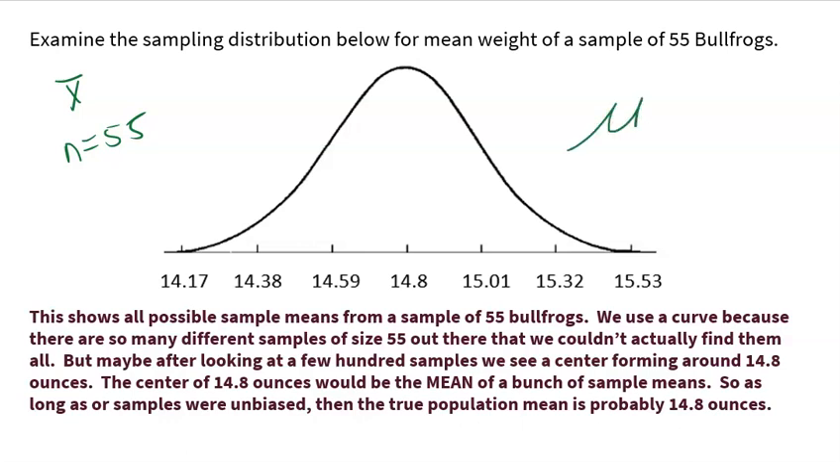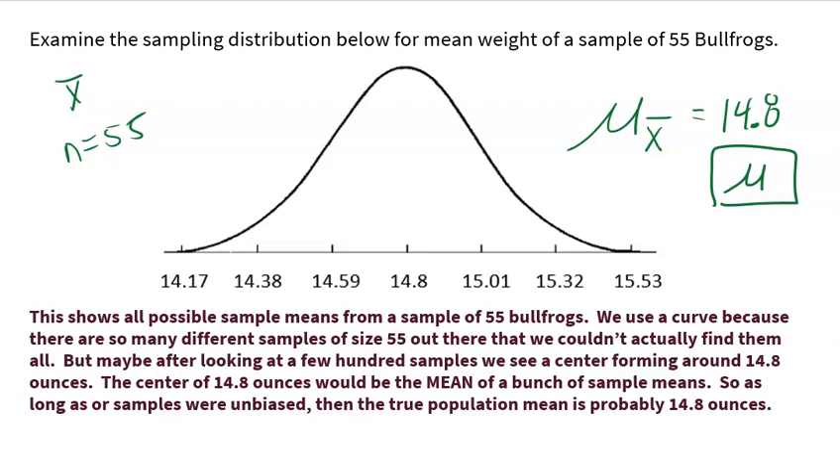But the mean of all these means that are in this picture, right? Well, that's going to be 14.8. And as long as we are unbiased, that mean of 14.8 should also reflect the true mean of all bullfrogs in the entire world. So this is how sampling distributions really help us.